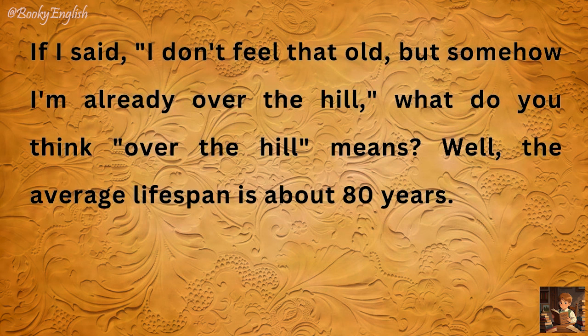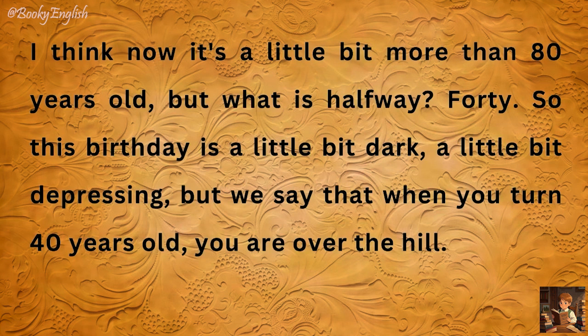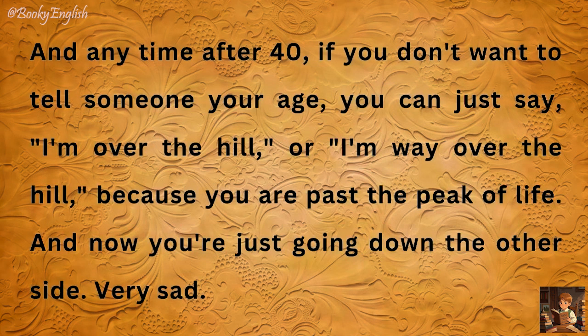After 21, you have to wait a long time for your next birthday. If I said, I don't feel that old, but somehow I'm already over the hill, what do you think over the hill means? Well, the average lifespan is about 80 years. I think now it's a little bit more than 80 years old, but what is halfway? 40. So this birthday is a little bit dark, a little bit depressing, but we say that when you turn 40 years old, you are over the hill. And any time after 40, if you don't want to tell someone your age, you can just say, I'm over the hill, or I'm way over the hill, because you are past the peak of life. And now you're just going down the other side.